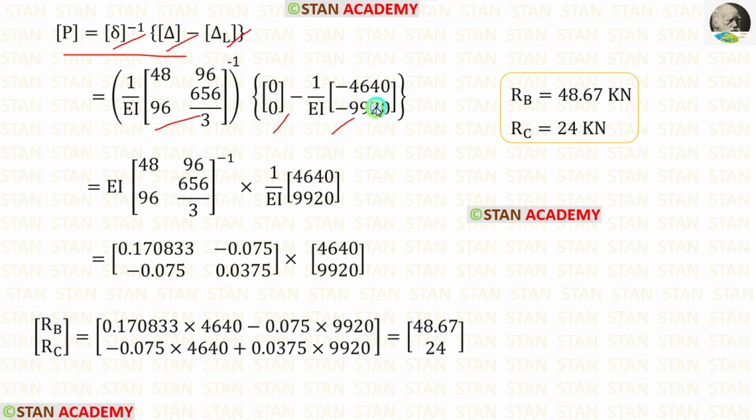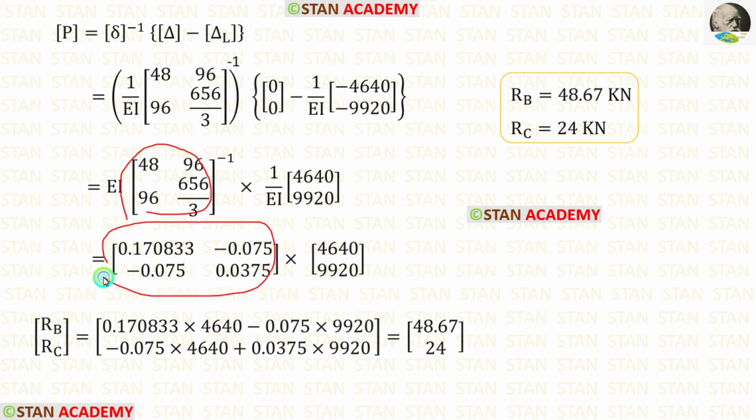Let us apply them. 1 upon EA inverse is EI. For this matrix, we have to find the inverse. We can apply all of the values in the calculator and get the inverse. If you do not know how to find inverse in the calculator, see the description below. There is a link. You can click the link and watch the video. I have used the calculator and got the inverse.